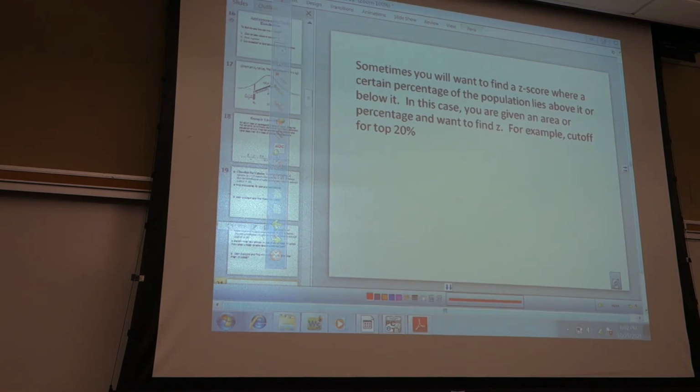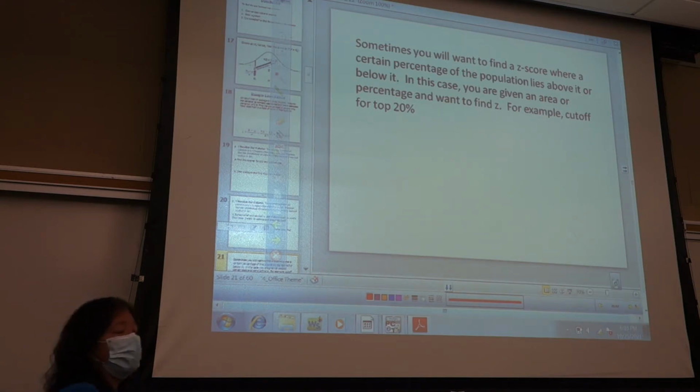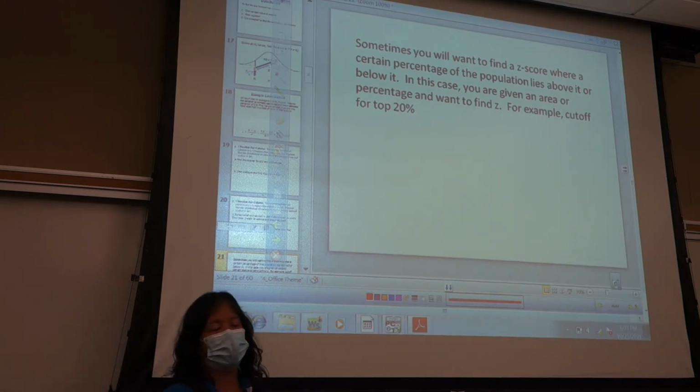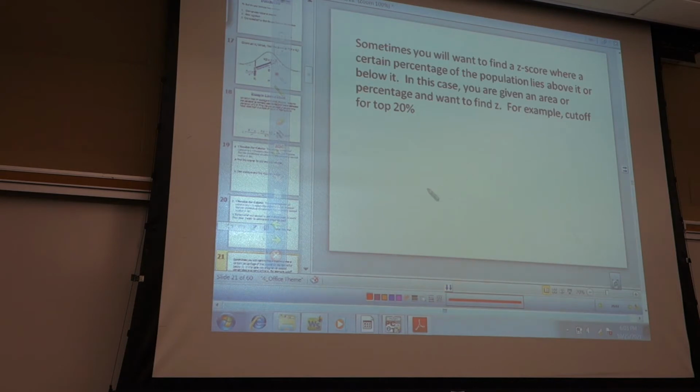So we need to move through this ideally in the next 10 minutes, maybe 15. Sometimes we want to find a z-score where a certain percentage lies above or below. So in this case, we're given an area. We're trying to find the z-score that matches up with that area. For example, the cutoff for the top 20%. So that would look like this.